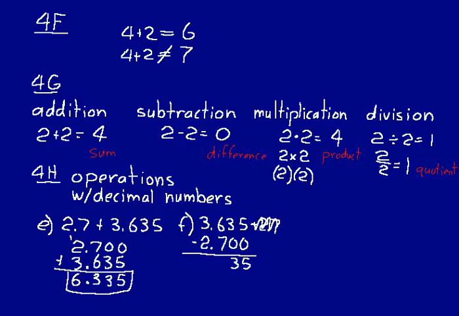So we need to borrow from the ones place. So we make that a 2 and bring that over here. 16 minus 7 is 9. And then 2 minus 2 is 0. So 0.935 is the answer there. That's our difference between those two numbers.